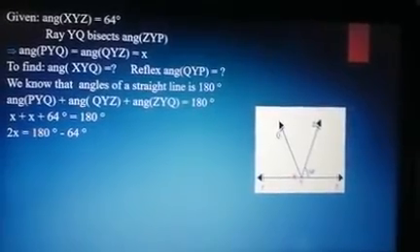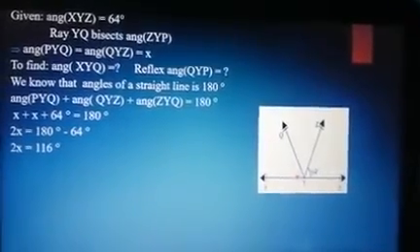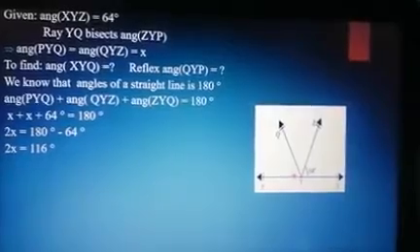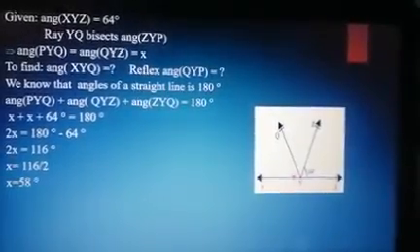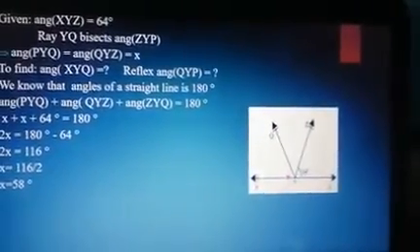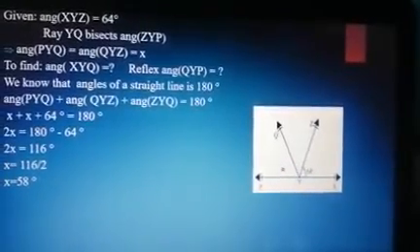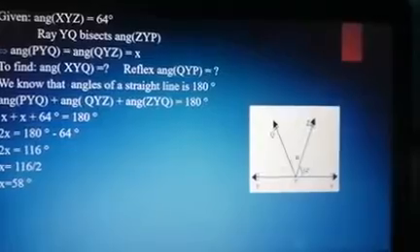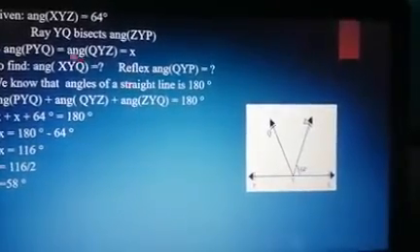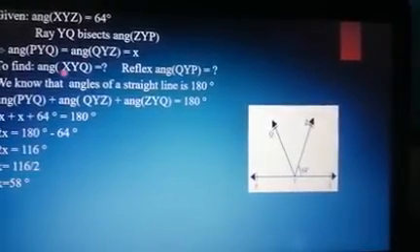So 2x is equal to 180 minus 64. 2x is equal to 116. Therefore, x I'm going to get as 58. So this is 58 and this is also 58 now. So now we have found 58. One piece of data is finished. So they have asked us to calculate.